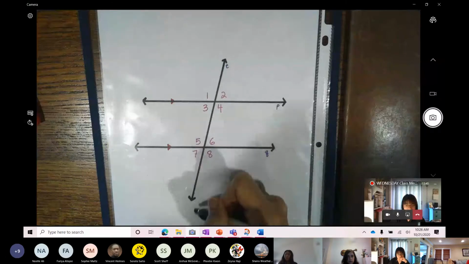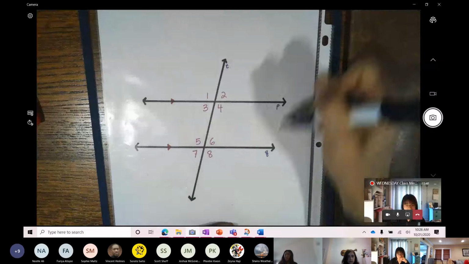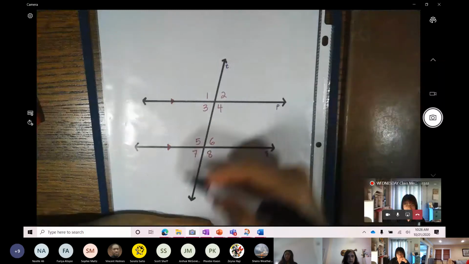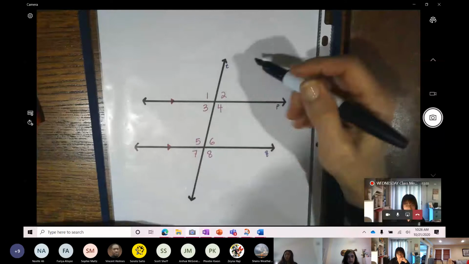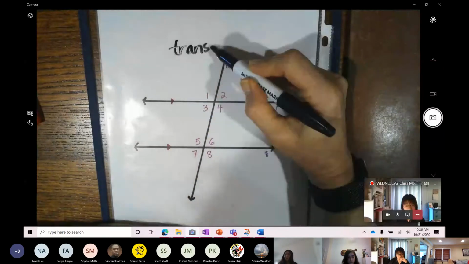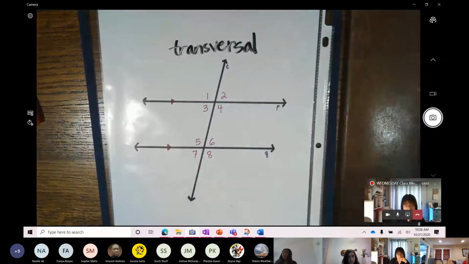The one line that crosses two parallel lines, or really any two lines, it doesn't even have to be parallel, that line is called a transversal. So that was part of the vocabulary. And whenever I talk about a transversal, it is crossing at least two lines.